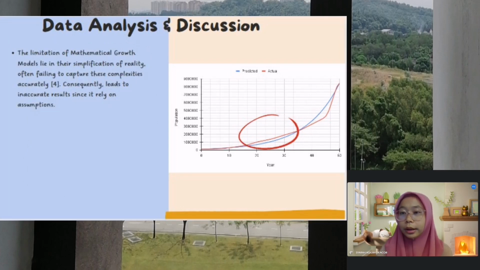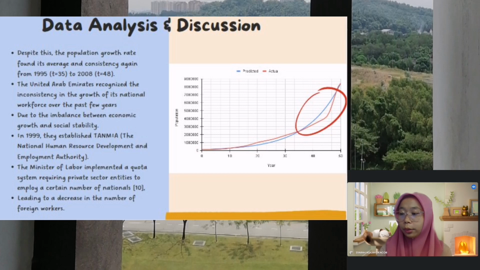So the limitation: we all know that we use mathematical growth models in this project. The limitation of these models is that they are a simplification of reality, often failing to capture these complexities accurately. Consequently, it will lead to inaccurate results since it only relies on assumptions.